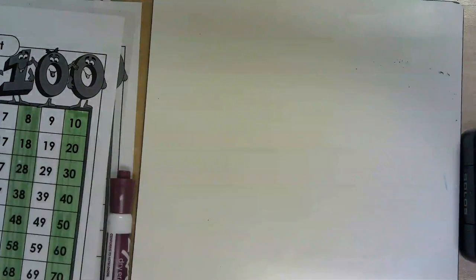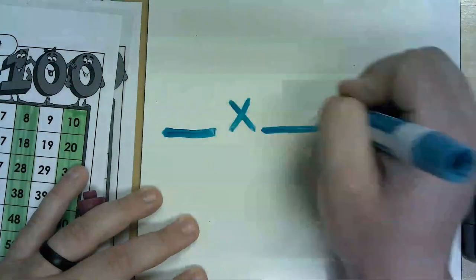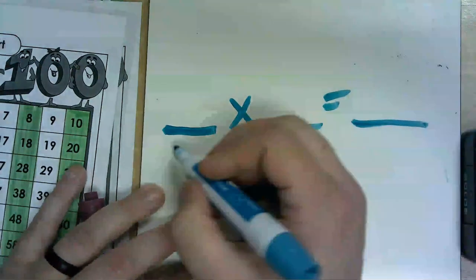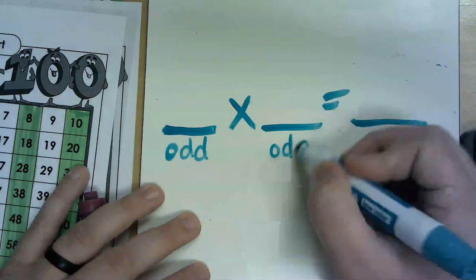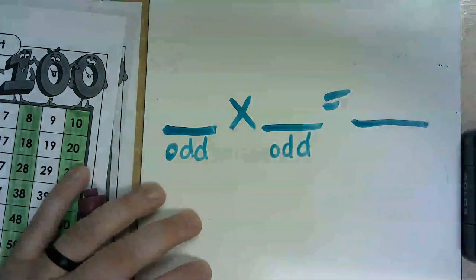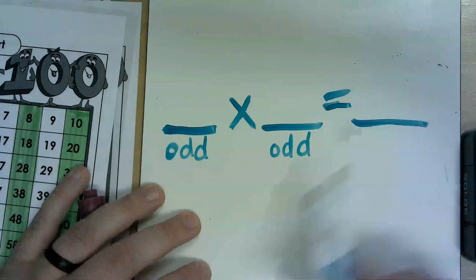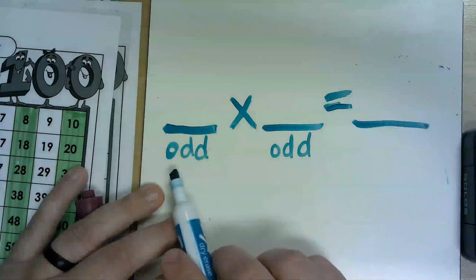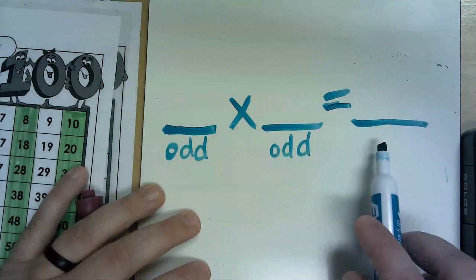All right, next up, we're going to do times. I'm going to write out the same steps I did before, but we're going to time something a little different. So something times something equals my product. What if this time we said an odd number times an odd number? What would you anticipate? What will my product be, even or odd?